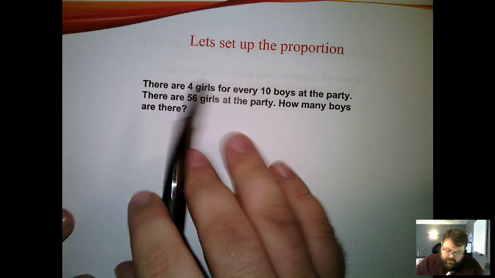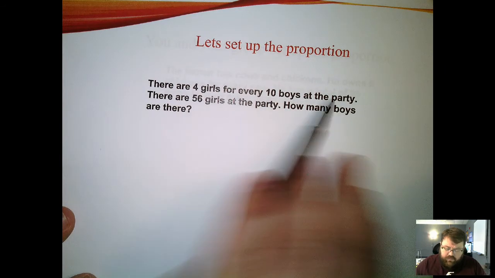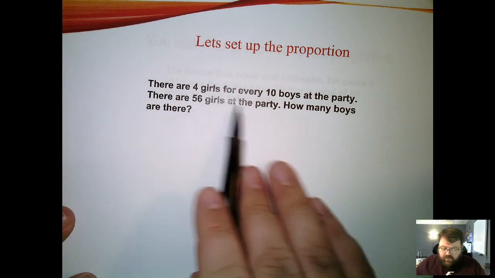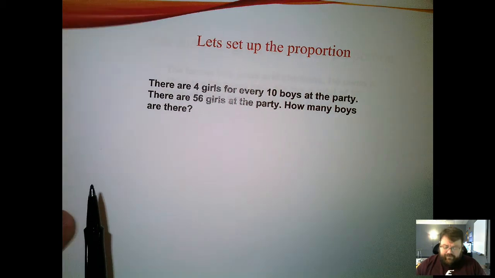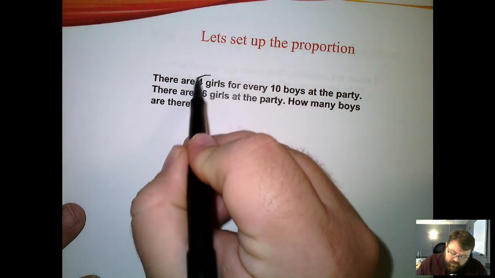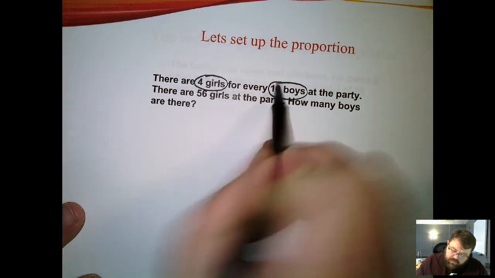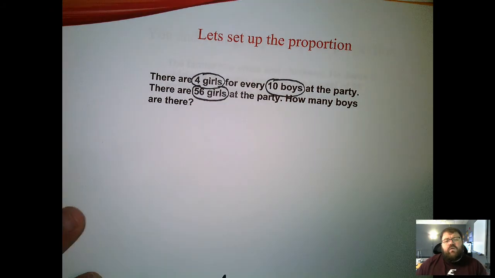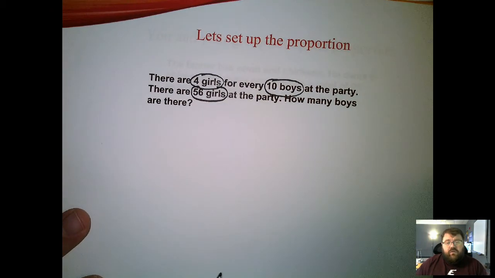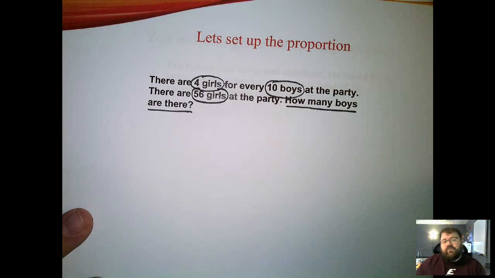This one? There are 4 girls for every 10 boys at a party. There are 56 girls at the party. How many boys are there? Alright, let's go through. 4 girls, 10 boys, 56 girls. Let's underline our question. How many boys are there?